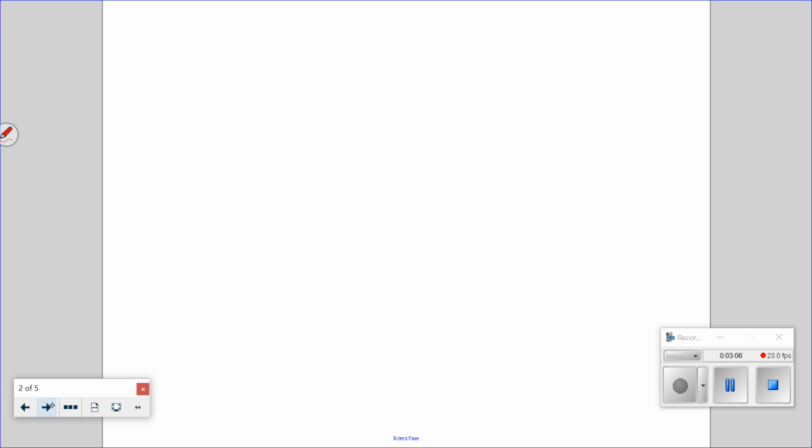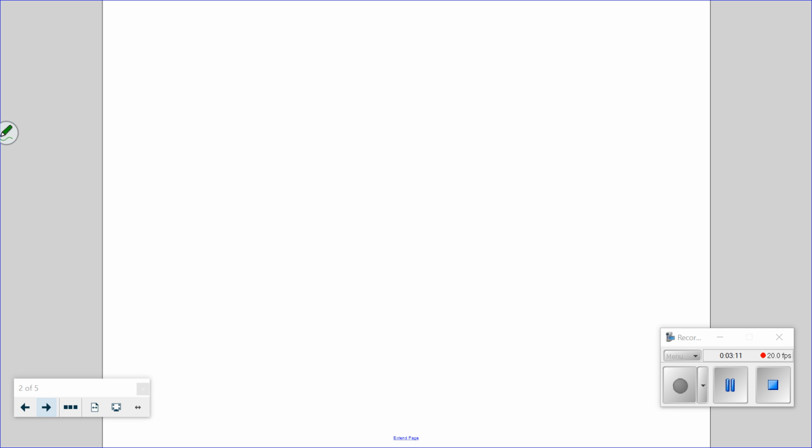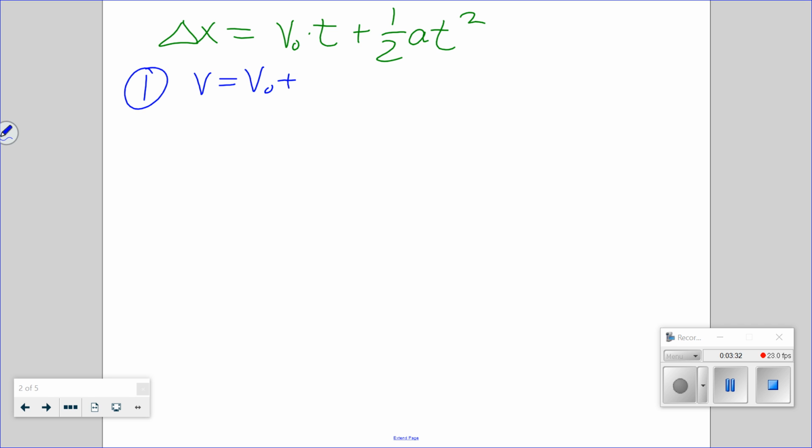How do you suppose I got rid of the time? Let's just play around with this. Let's call it delta x is v0t plus 1 half at squared. And then, let's take number 1, which says v equals v0 plus at, but this is honors physics. That's the same as t equals v minus v0 over a.